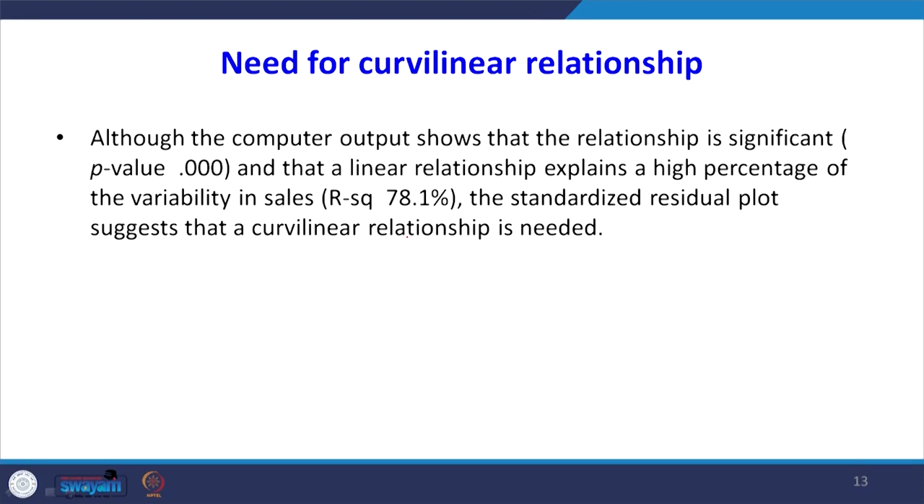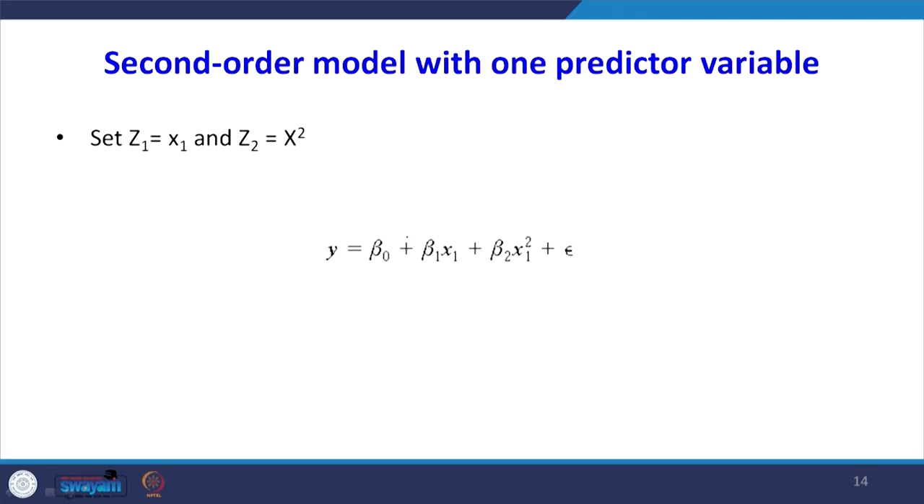So, what is the point which I wanted to say? Not only R square, not only the significance value, apart from that we have to draw different residual plots to verify whether the model is correct or not. When we plot the standardized residuals, it is suggesting a nonlinear relationship. So, we are going to go for a nonlinear relationship.